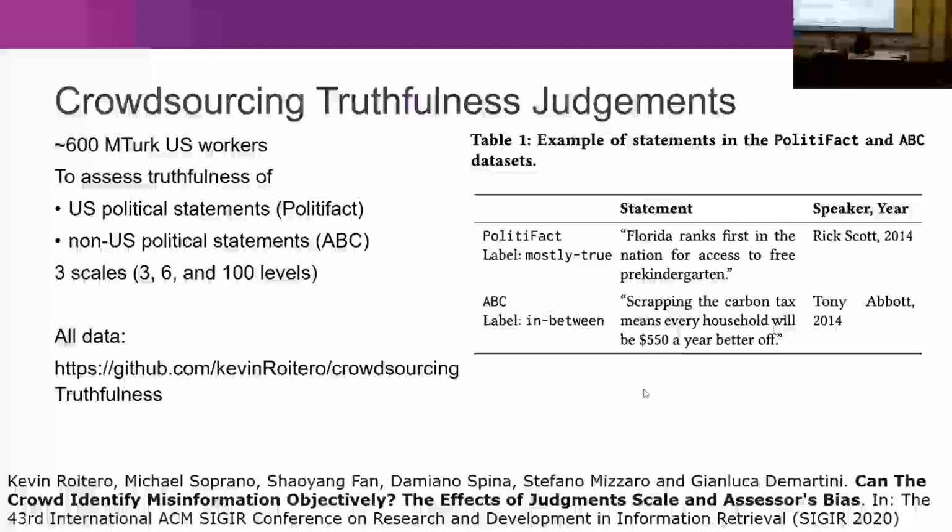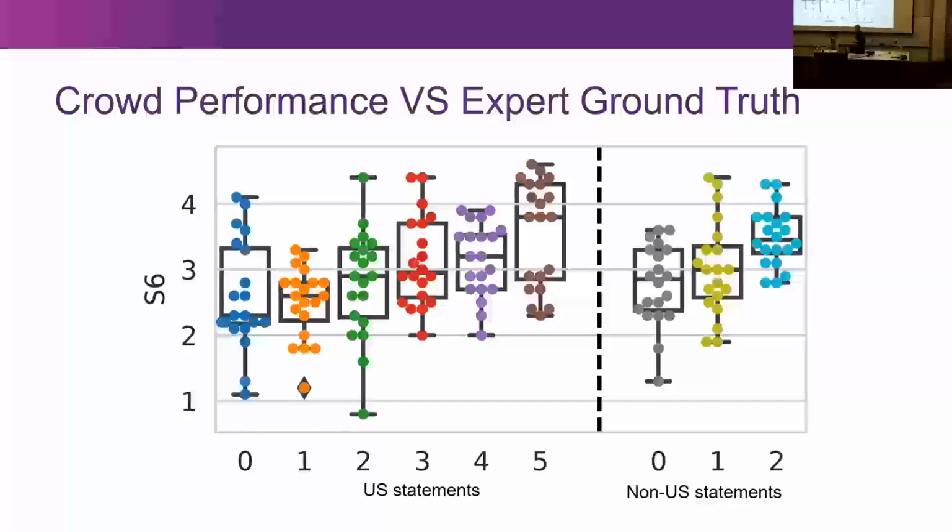So our question is, can they do as well as expert fact checkers or not? And the bottom line is, yes, they can. On the x-axis, you see the expert labels for a statement. On the y-axis, you see the crowd label for a statement, and each point is a statement made by a politician in the US on the left and by an Australian politician on the right. The scores are not exactly the same, but the median value of this distribution is growing consistently with the rating of the experts.